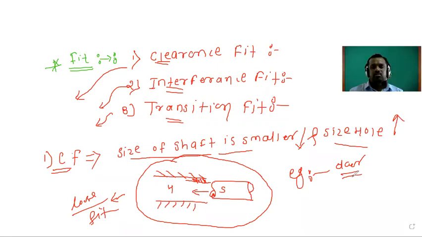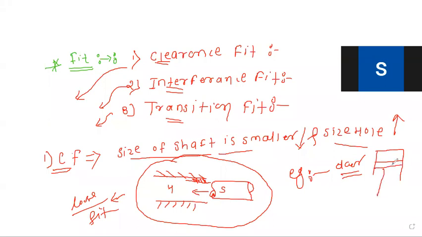Piston and cylinder. Suppose this is the cylinder and this is the piston. That piston will easily move up and down inside the cylinder. It means that in between this cylinder and this piston, a small gap, a small clearance, is provided. It is again called the clearance fit.